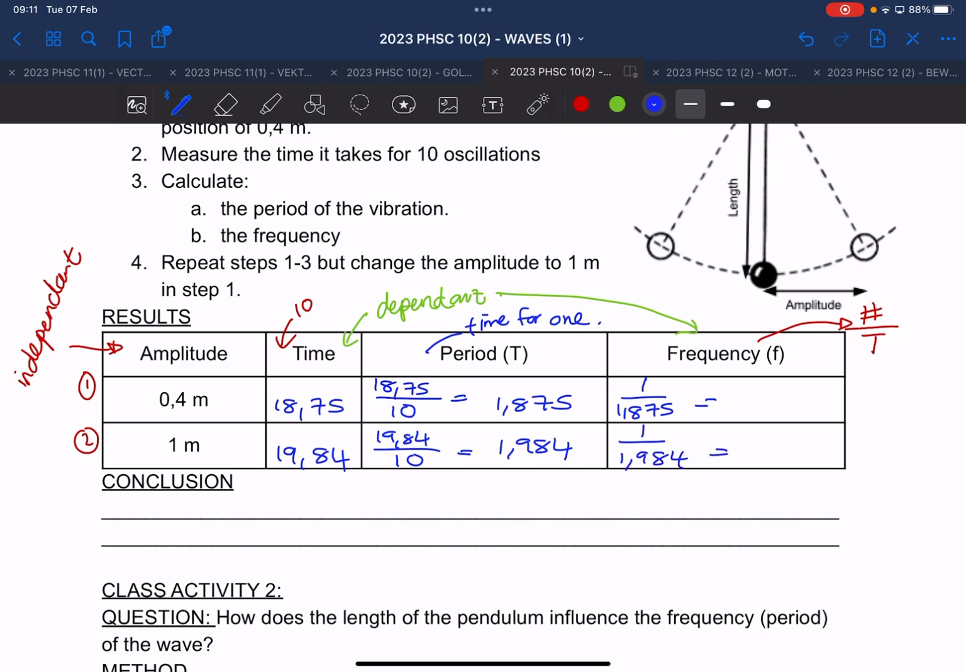Okay, if you calculate that, what is the frequency? 0.53. Okay, and the other one?